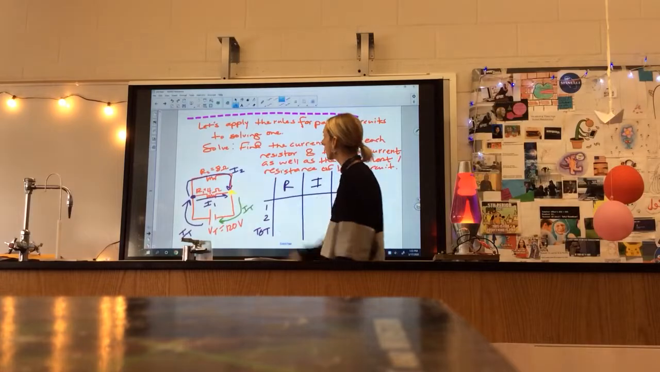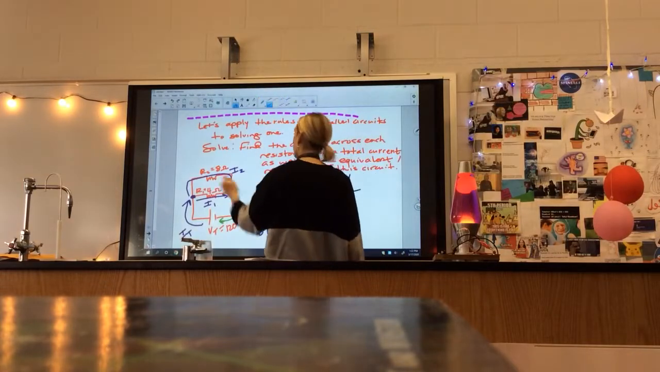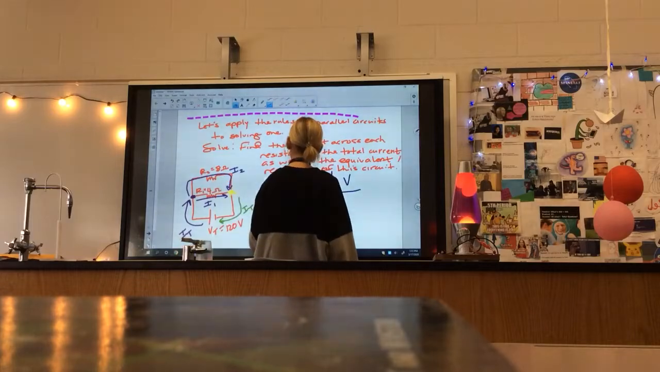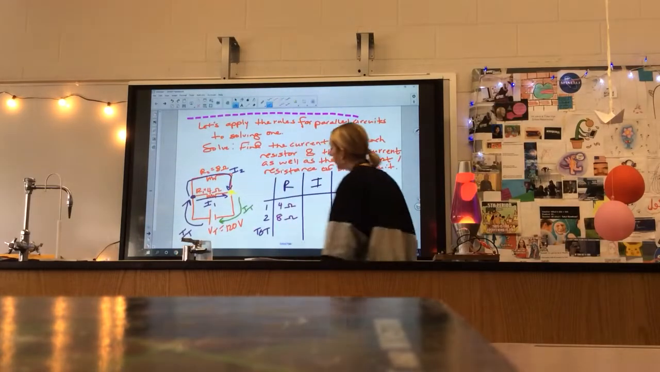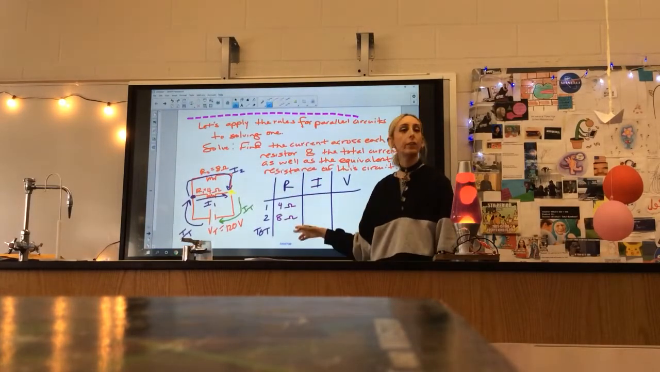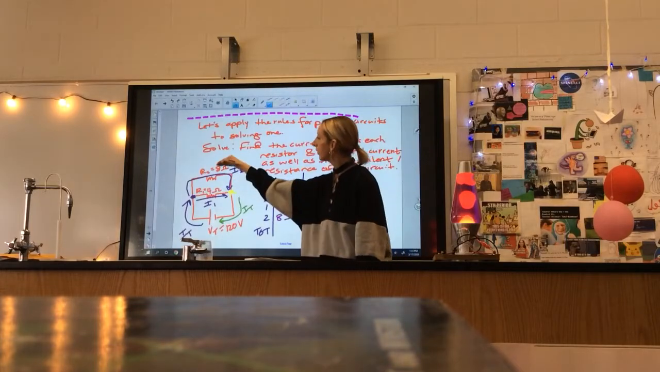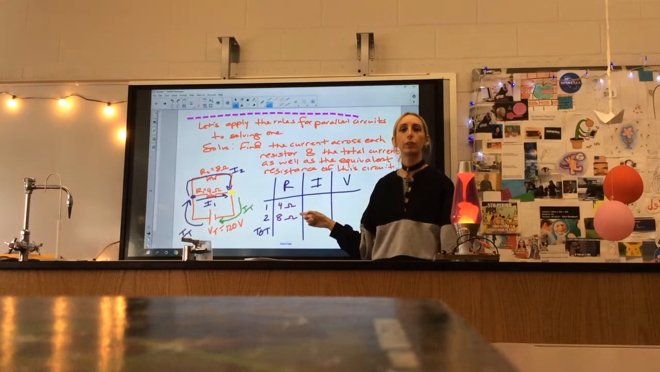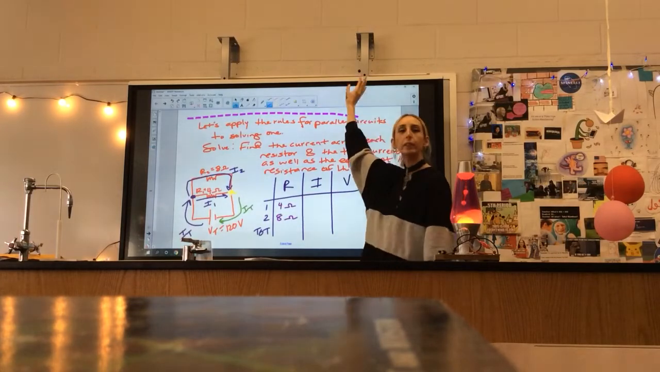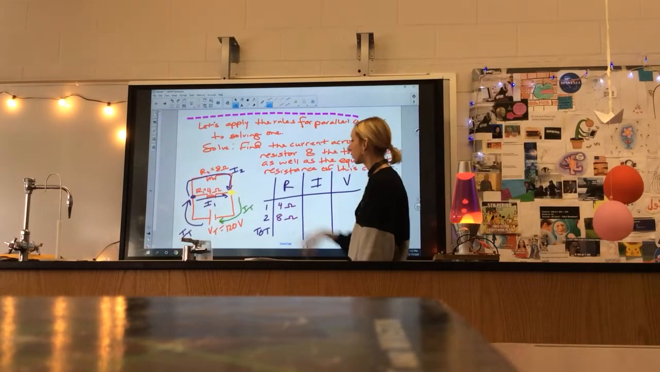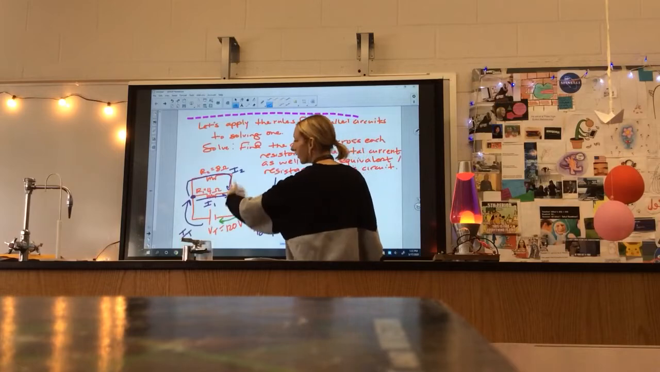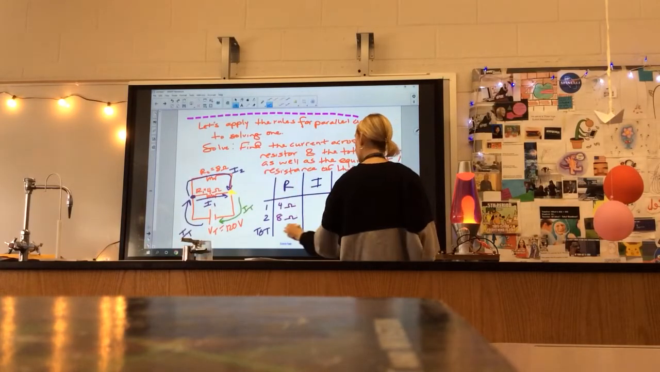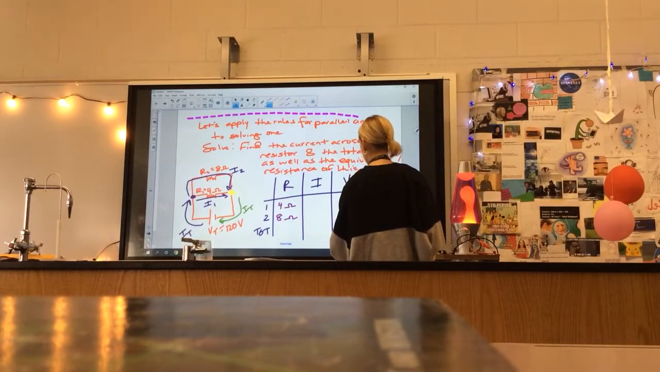So let's write everything that we know. We know resistor 1 is 4 ohms, and we know resistor 2 is 8 ohms. We can no longer just add these, because adding resistors in parallel does not increase the resistance of the circuit. As we saw before, it decreases the resistance of the circuit. We don't know anything yet about the current. However, we do know that the total voltage is 120 volts.